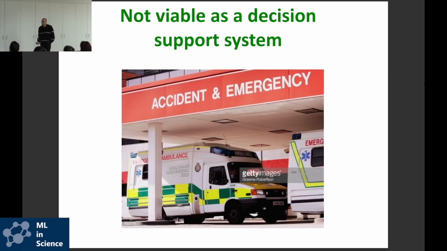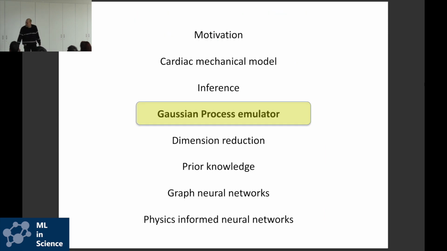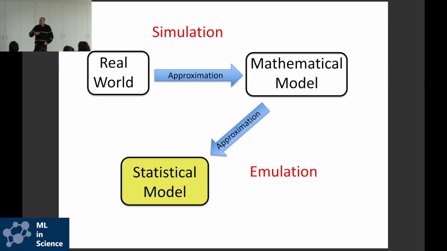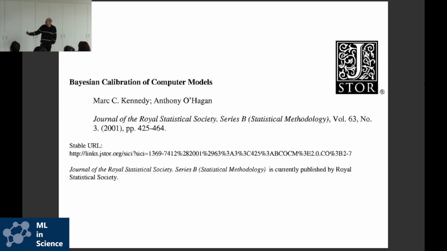So that now basically is where my talk really starts, about machine learning methods. These are different methods where we build different emulators to help with the computational complexity. I start with the simplest one that we started working with, Gaussian process emulators. So our mathematical model is an abstract representation of the real world, but it's computationally too expensive. We want to have a second level approximation, approximating the mathematical model with a statistical model or machine learning model. It's called an emulator. We started using Gaussian process emulators. Here's a seminal paper by Mark Kennedy and Tony O'Hagan, written over 20 years ago.